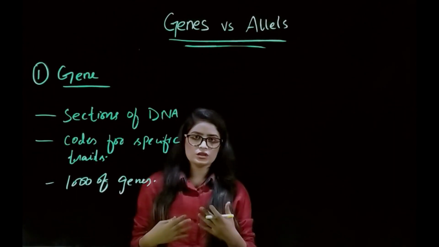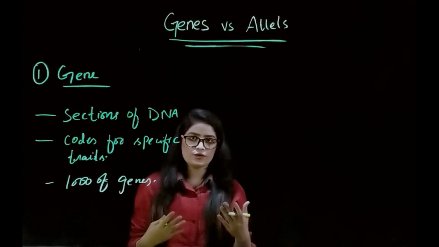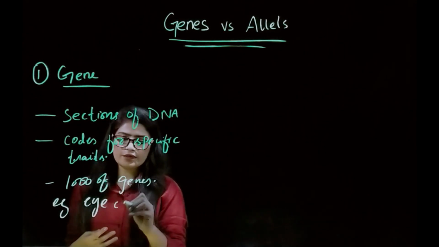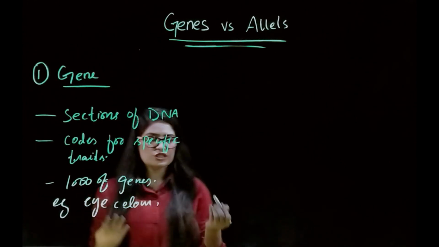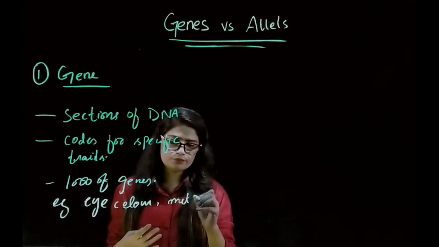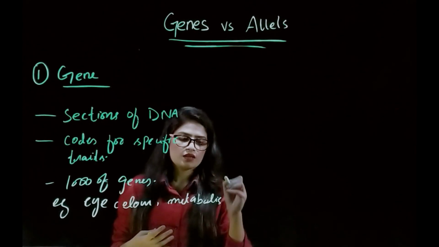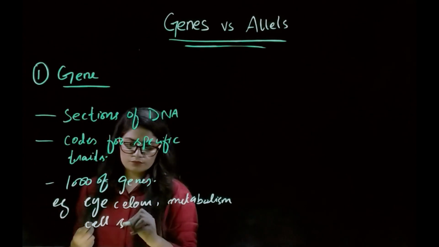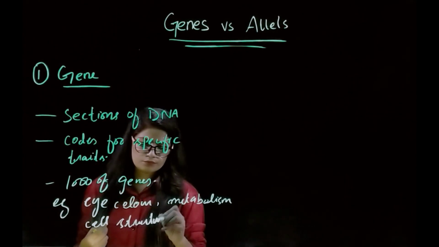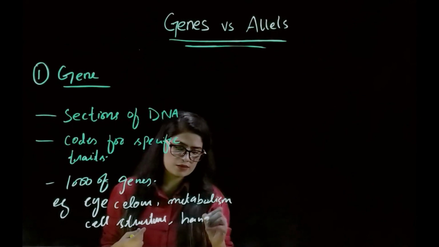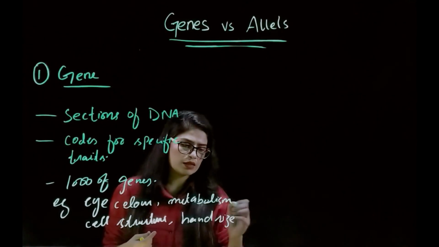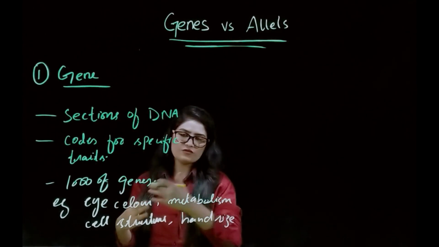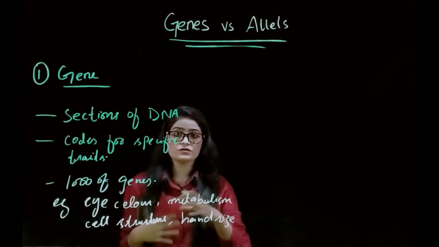For example, there are genes for eye color. There are also genes for metabolism, and there are also genes for cell structure, hand size, and so many other parts of your body. Every piece of your body has a different gene that codes for specific traits.